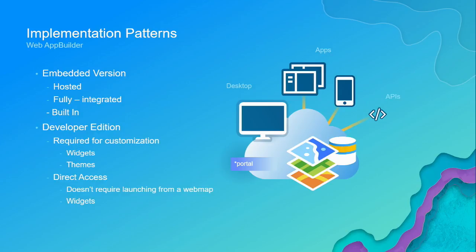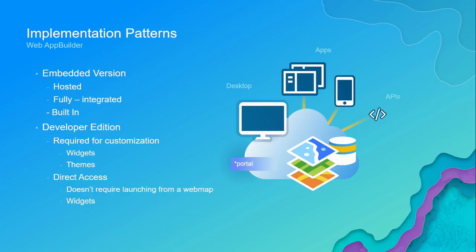So for the developer edition, Esri has taken that code from ArcGIS Online and packaged and bundled that up into a zip file. So you can go out and download the source code and run Web AppBuilder outside of Portal or ArcGIS Online. There's pros and cons to both.